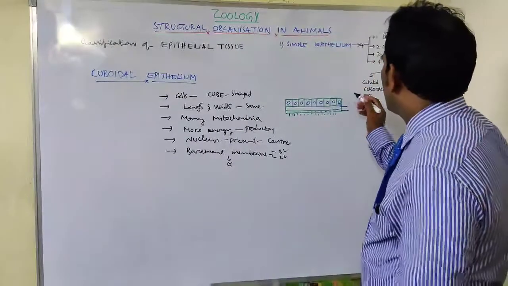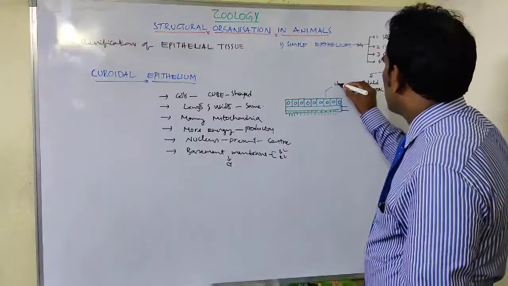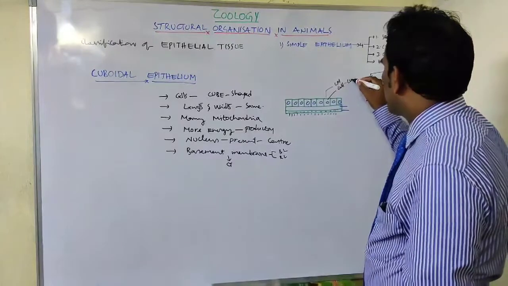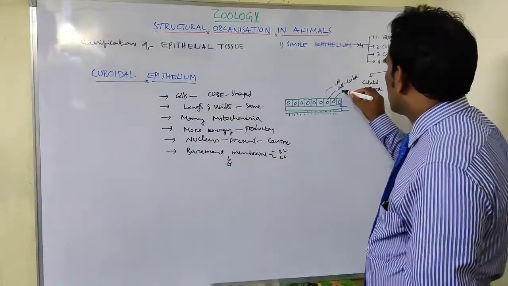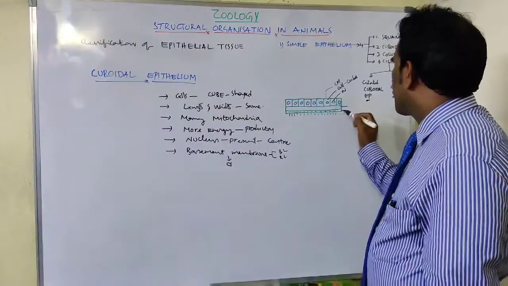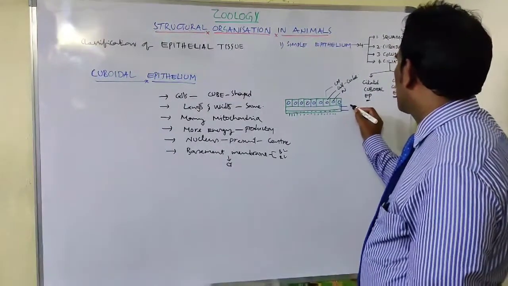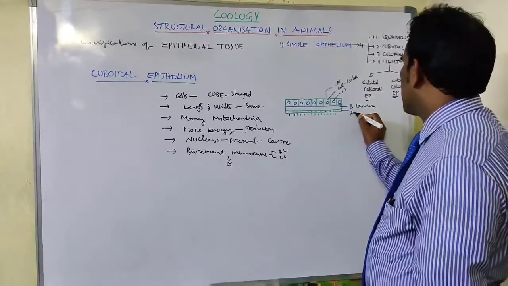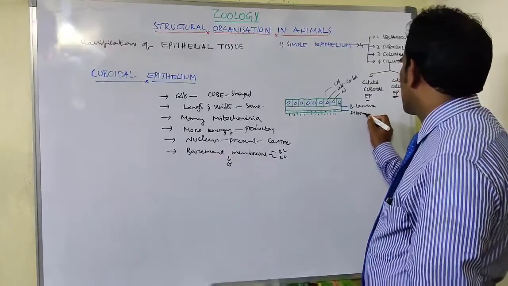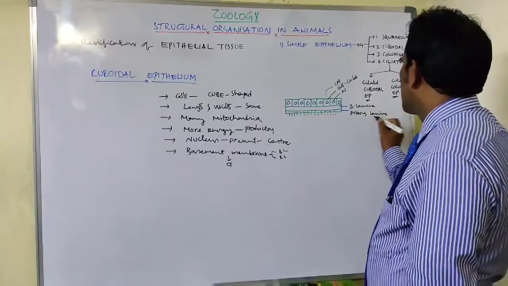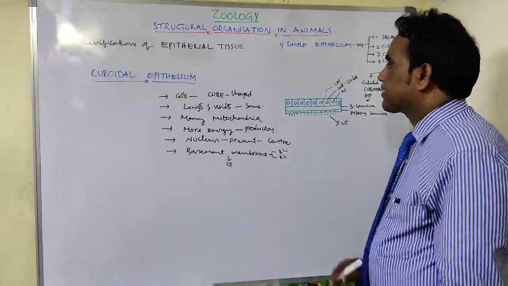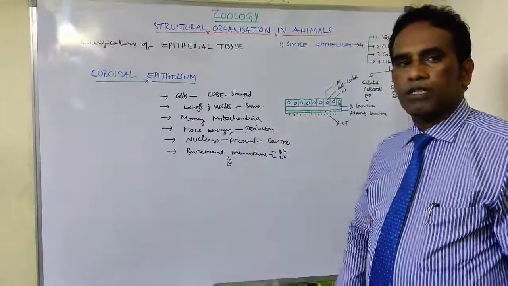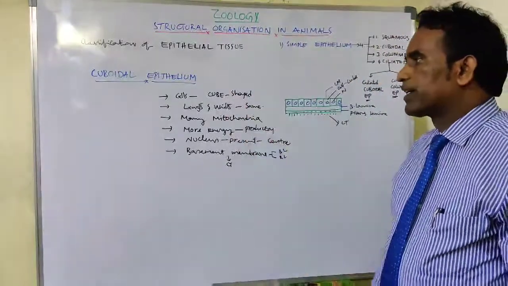So this is a nucleus, this is a cell membrane. This is a cube cell, a cuboidal cell. This is the nucleus, and this is the basal lamina, and this is the fibrous lamina, and this part we can call connective tissue. So the cells are cube in shape, and length and width of the cells are the same. So it is called cuboidal cells.